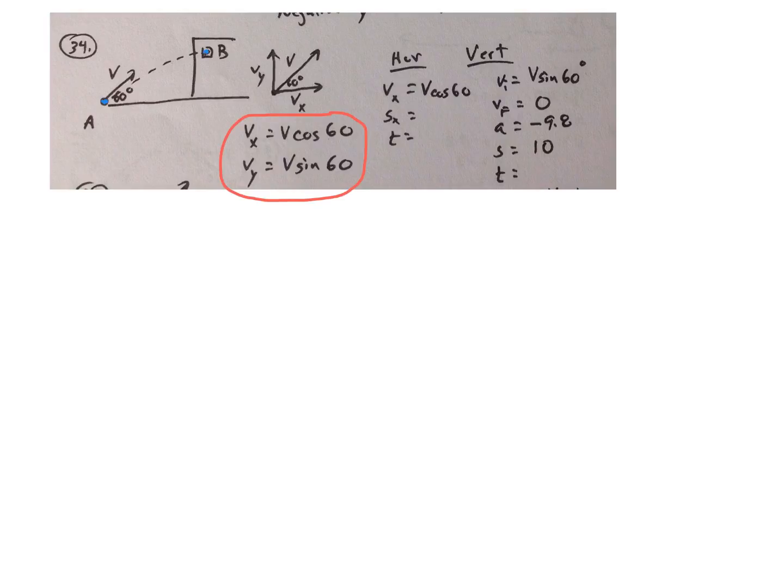So if I look for my conditions now in the vertical components, my v sub f, my v final vertical, is 0. It's not moving up or down at that top spot. And S is 10 meters. It tells me that the height of that window is 10 meters. And a is negative 9.8.